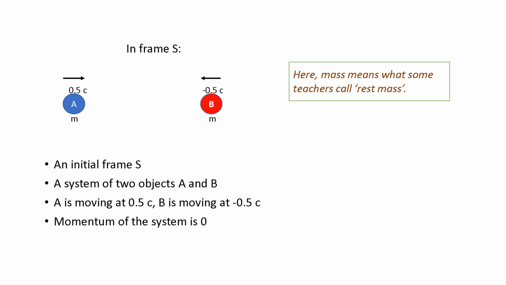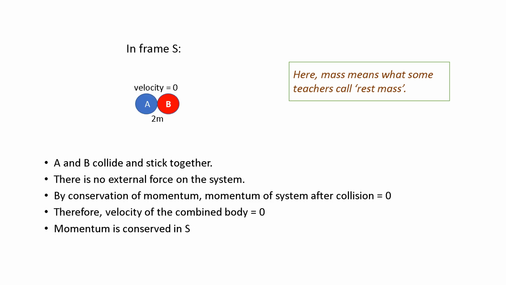As you can see, the momentum of the system is 0. The objects A and B collide and stick together. There is no external force on the system. We saw that the momentum of the system is 0 before collision. So by the law of conservation of momentum, the momentum of the system after collision will also be 0. This means that the velocity of the combined body after the objects stick together is 0. So the momentum is conserved in frame S.